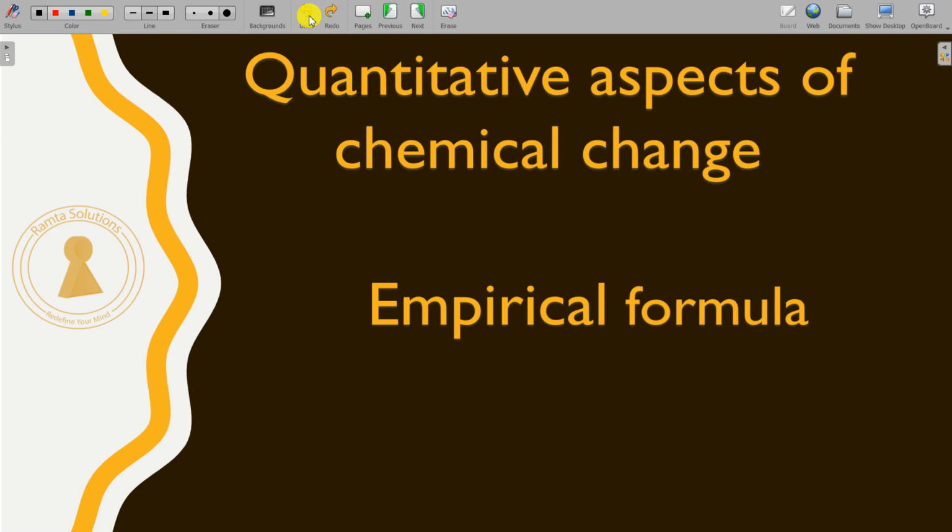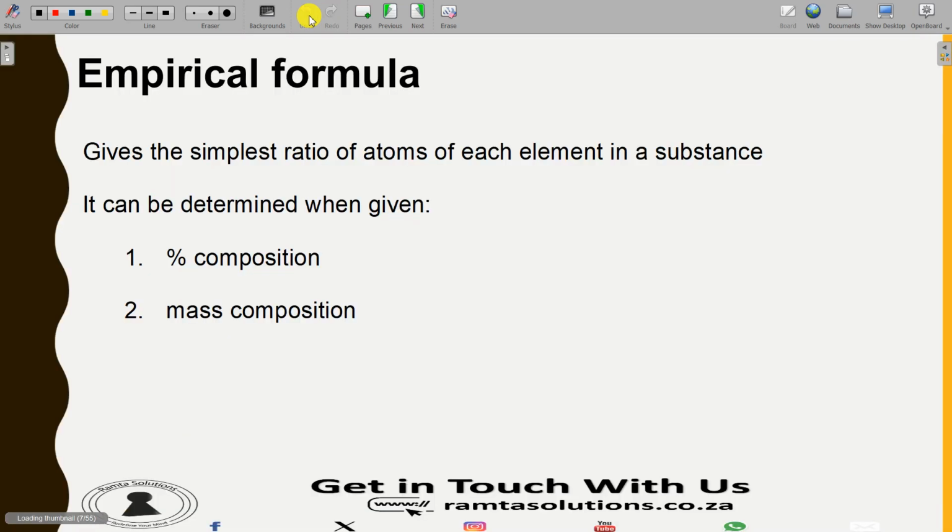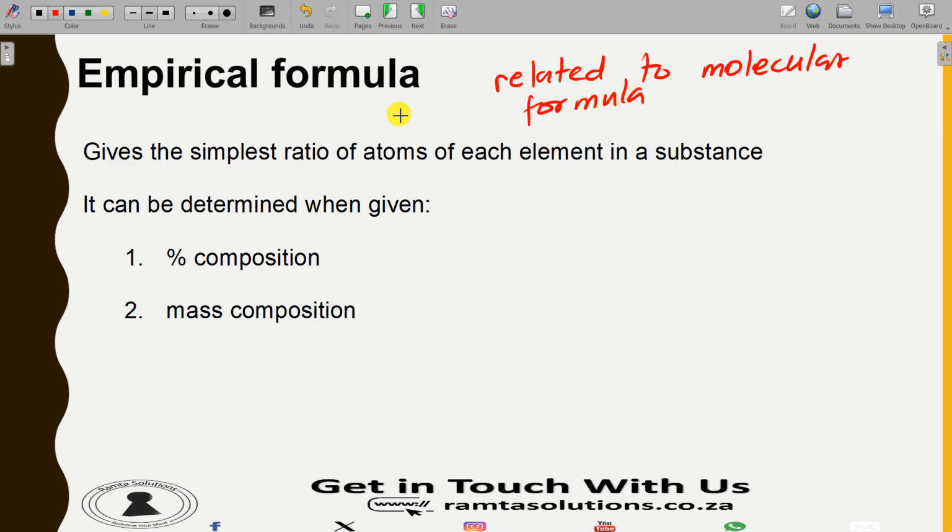Today, we are looking at the empirical formula. So, what is the empirical formula? When we look at the empirical formula, remember we have the molecular formula. So how is the empirical formula different? I shouldn't say different, but it's related to the molecular formula.